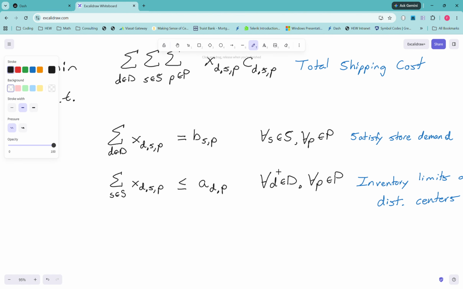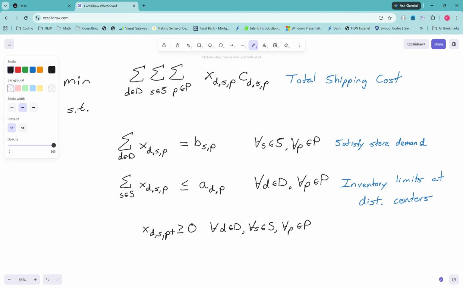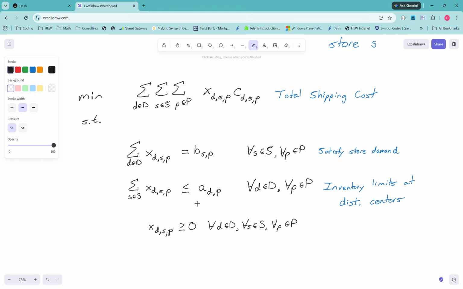The other thing that I would suggest writing to be very explicit is the non-negativity constraint. So we would write something like x of d, s, p must be greater than or equal to 0 for every d an element of D, for every s an element of S, and for every p an element of P. Just to confirm that these will be non-negative decision variables.